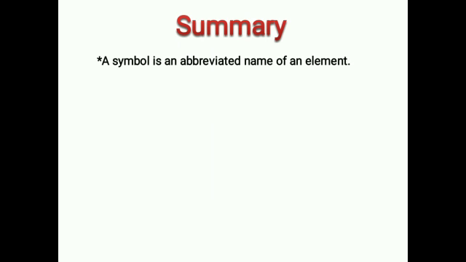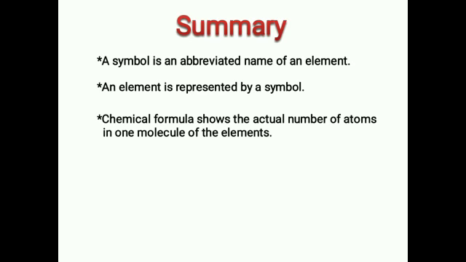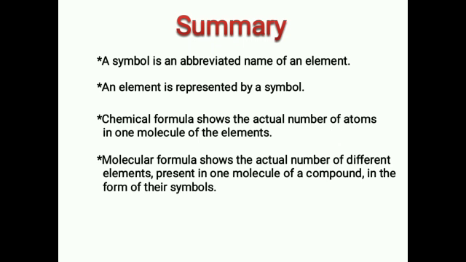Today you learned about a symbol. A symbol is an abbreviated name of an element. An element is represented by a symbol. Now what is a chemical formula? A chemical formula shows the actual number of atoms in one molecule of the element. And what is a molecular formula? It shows the actual number of different elements present in one molecule of a compound in the form of their symbols.